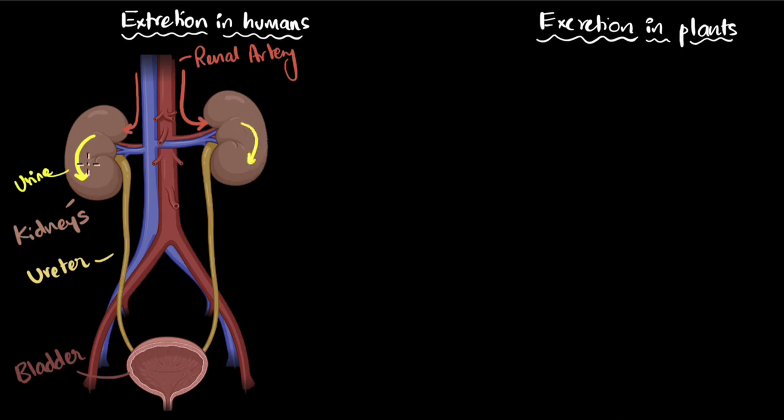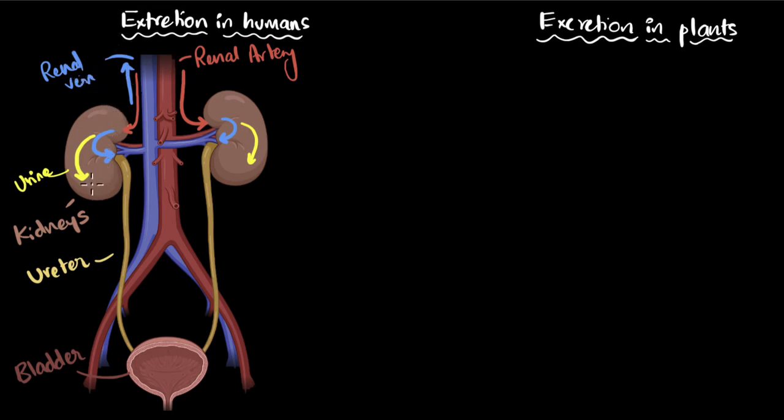But of course, the cells also use up the oxygen from that blood, and then the deoxygenated, filtered blood now enters into the veins, and then it goes through this main vein, which we call the renal vein. From here, it goes back to the heart.